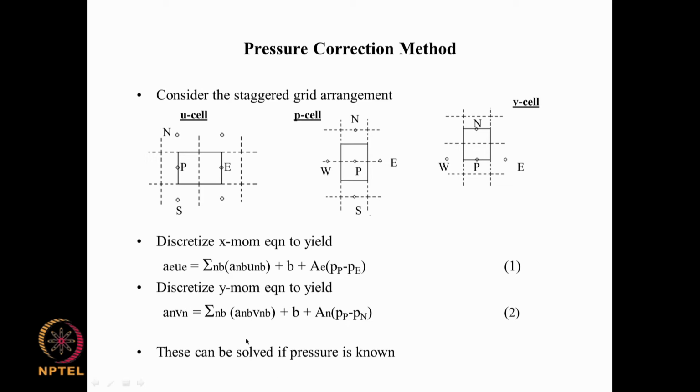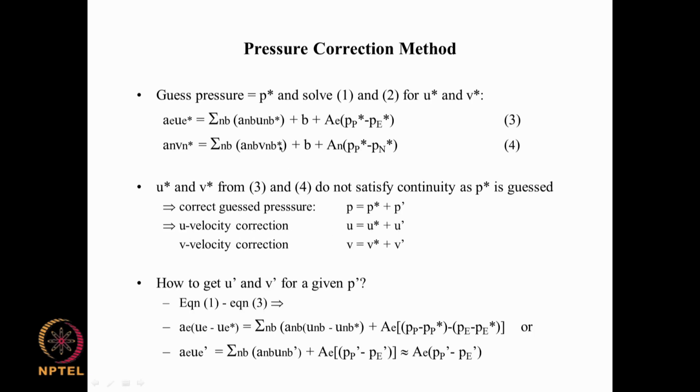But the question is, how do we know the pressure? If we start with some guess pressure, and if we solve the discretized x momentum and y momentum equations, we get velocities which are consistent with the guessed pressure field. Since it is a guessed pressure field, it is not wholly correct. We denote these provisional velocities as u star and v star.